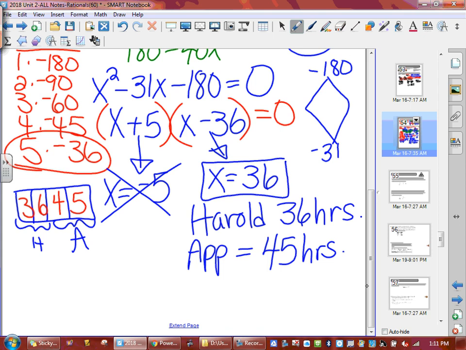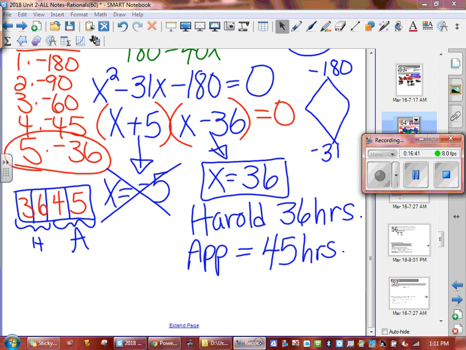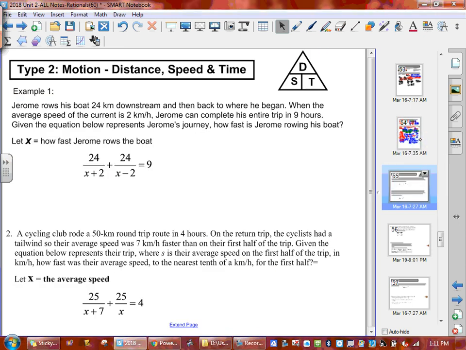All right, now we're going to jump into some motion questions. Distance, speed, and time. Okay, let's give you a minute to finish writing that down. So motion is the speed, distance, and time.